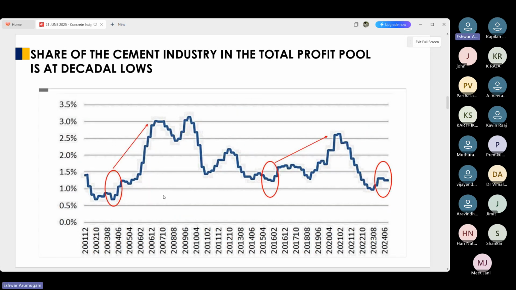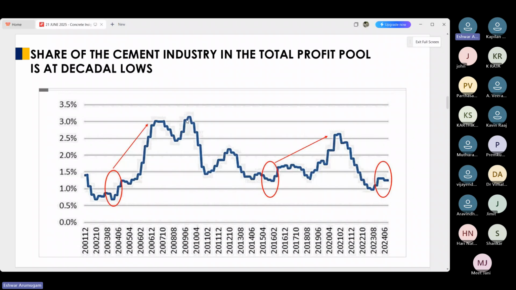So this is the profit pool of the cement industry compared to the other industries. Around 2004, the profit of the cement industry was less than 1%, ranging between 0.5 to 1%, which was almost the decadal low at that time. Due to good demand and good consolidation coming in, the share of the total pool of profits in the cement industry rose to about 3%.